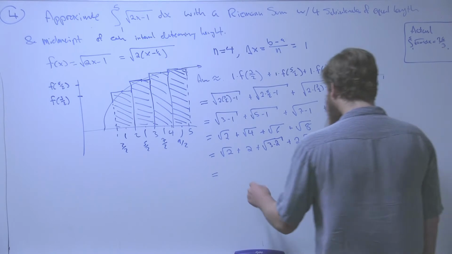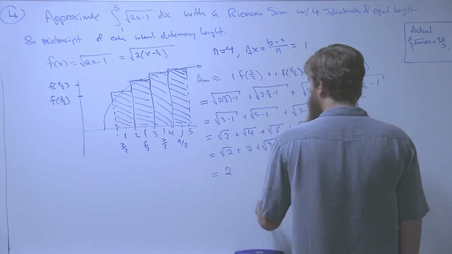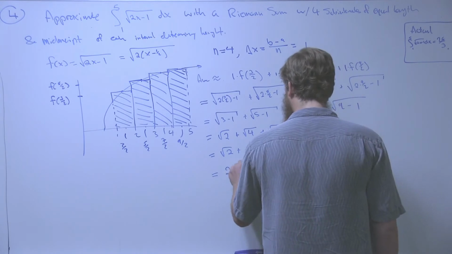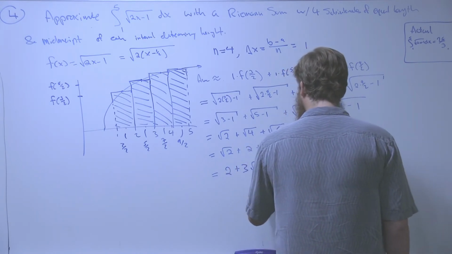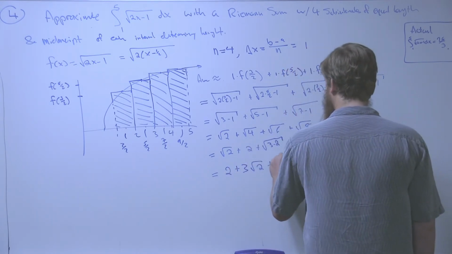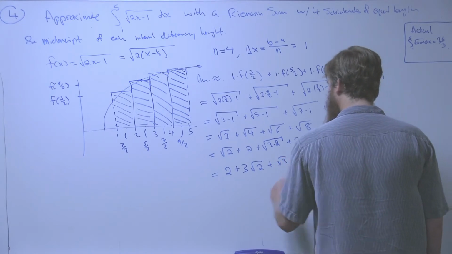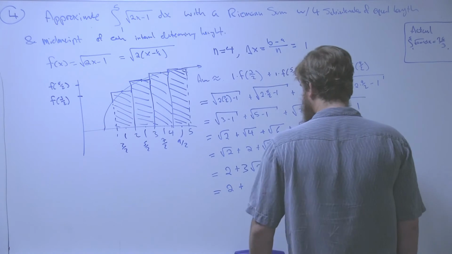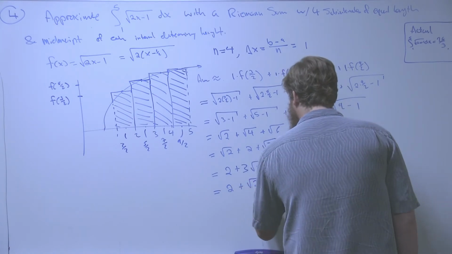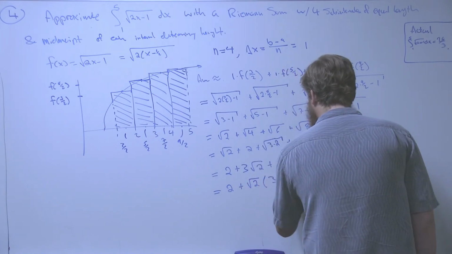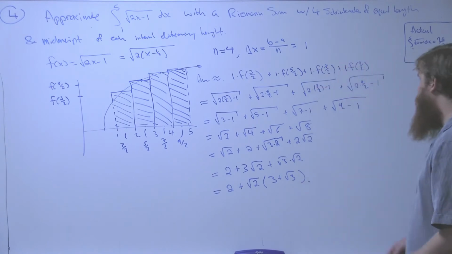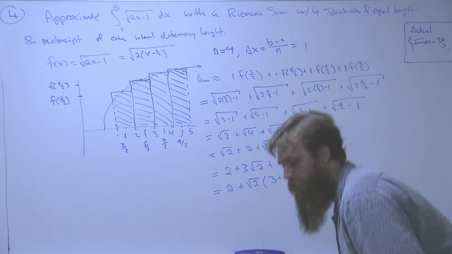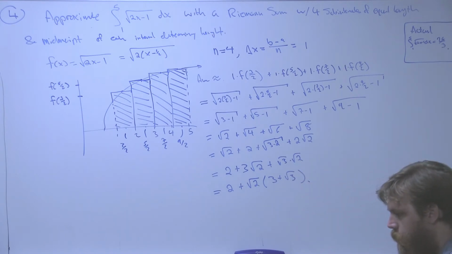So you could say this is 2 plus 1, 2, 3 copies of the square root of 2, plus the square root of 6, which is square root of 3, square root of 2. So if you really want to be picky, this is 2 plus the square root of 2 times (3 plus the square root of 3) in parentheses. Now, I don't know exactly what that is, but I can approximate it for you using a calculator.